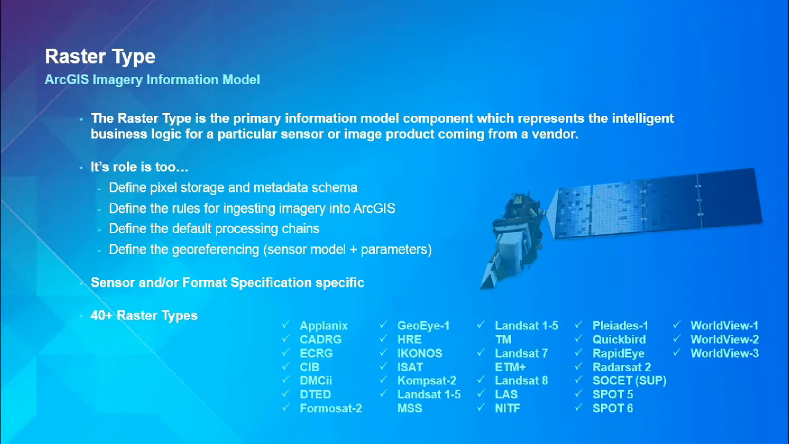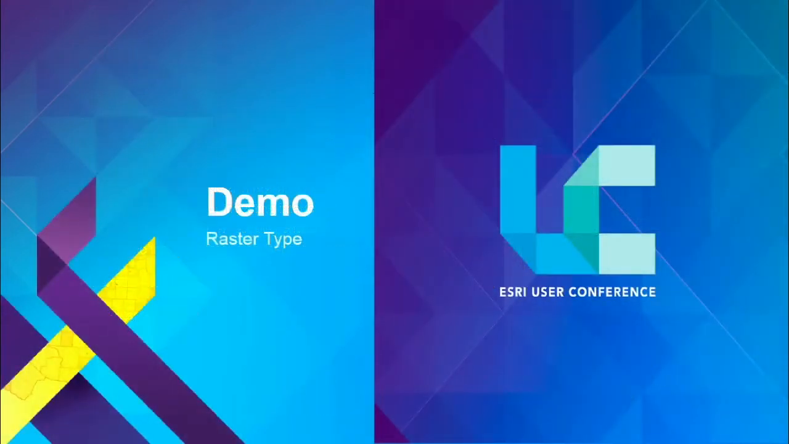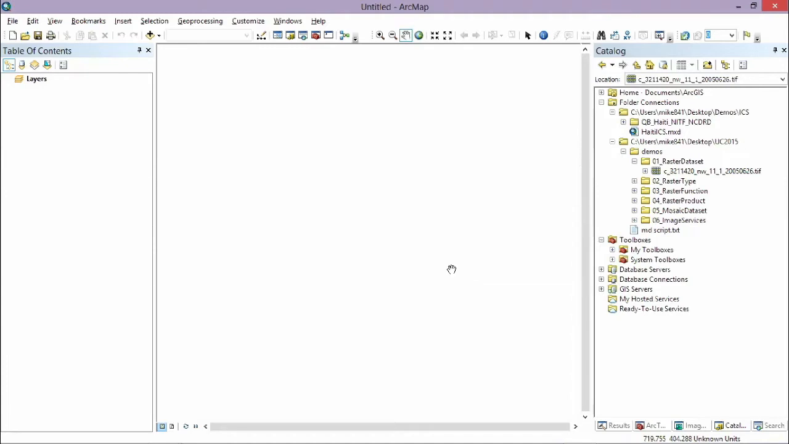So in ArcGIS, there are over 40 of them today. Some examples are down there: we have Landsat 8, we have NITF, CIB, DMCII, DTED, FORMOSAT. You can see WorldView, SPOT, and you can see that they're very specific, okay? And we can take a look at those to better describe that. So let's do a quick demo of what that type is, right here.